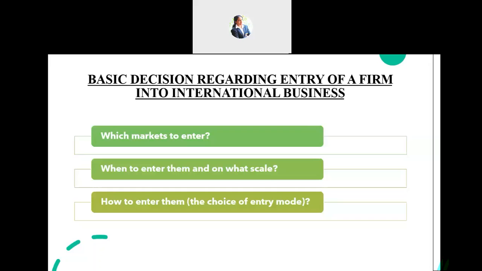Now, the last question to be answered is how to enter, or the choice of entry mode. Whatever we have discussed earlier when we were discussing strategic alliances, of having all such methods of entry, which one should we choose? Will it be a merger? Are we going to acquire something, or are we going to start as a wholly new subsidiary, or is it just that we act as an exporter? All these questions are to be answered.